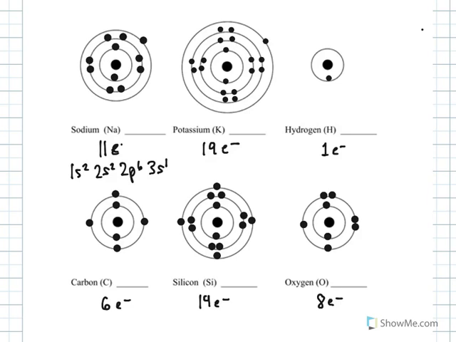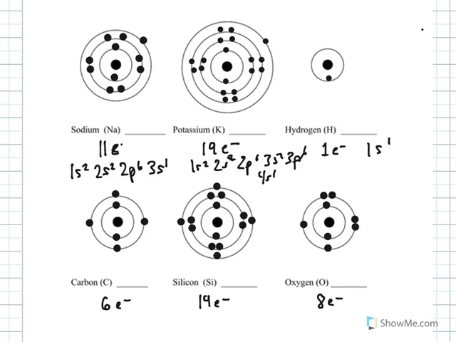For potassium, the electron configuration is 1s2, 2s2, 2p6, 3s2, 3p6, 4s1. Hydrogen, very simple, has only 1 electron. That's in the 1s1.